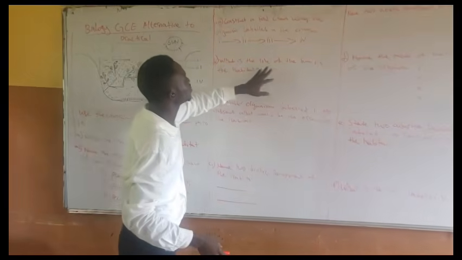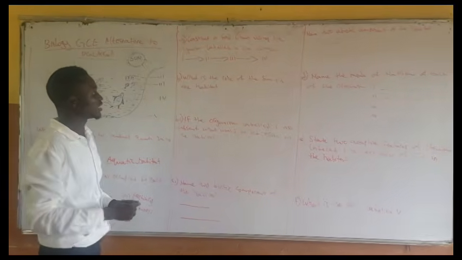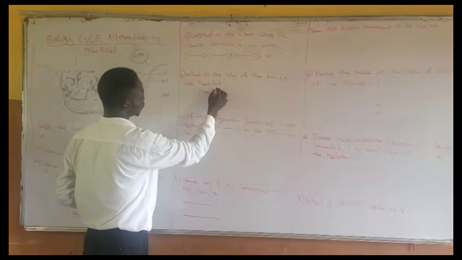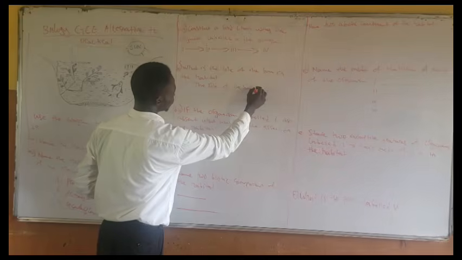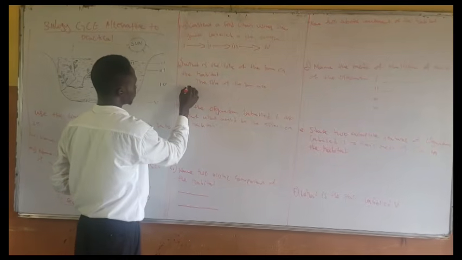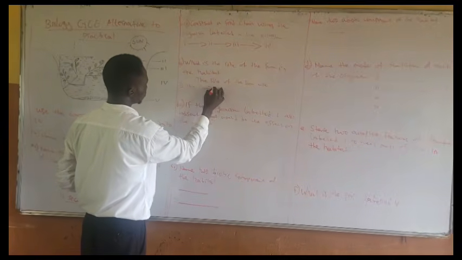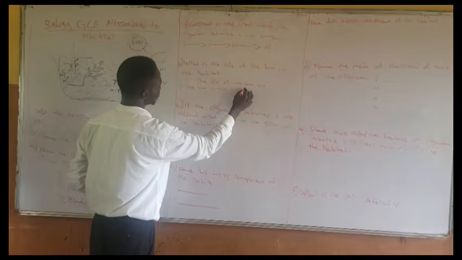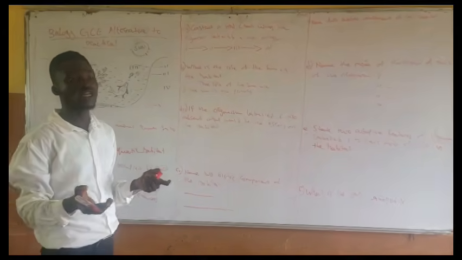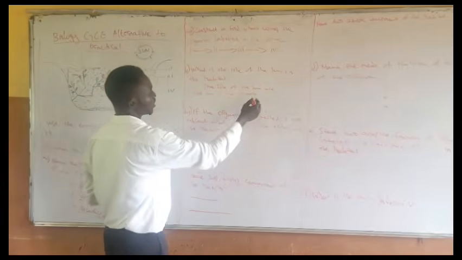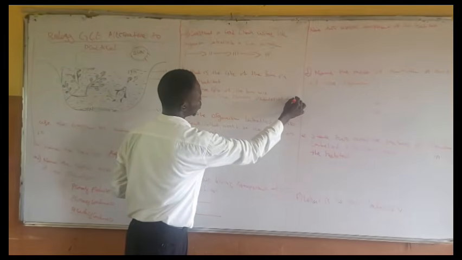The next one is, what is the role of the sun? Because this is the sun in the habitat. What's the role of the sun in the habitat? Let's say the role of the sun is one, the sun is the primary supplier of energy, or let me say primary producer of energy.